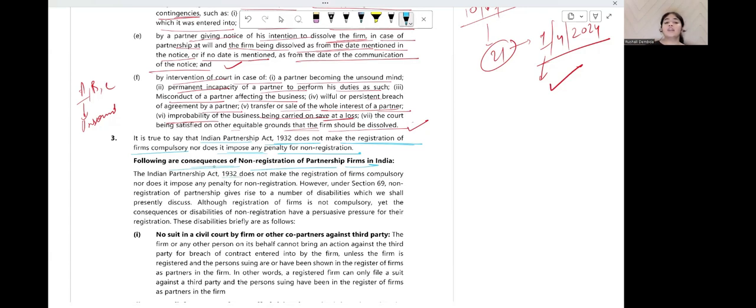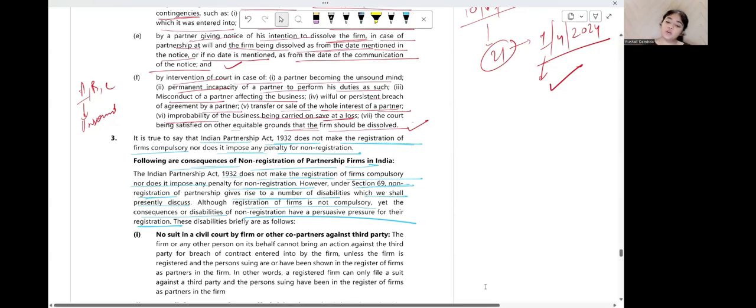Indian Partnership Act 1932 does not make registration of firms compulsory, nor does it impose any penalty for non-registration. However, under Section 69, non-registration of a firm gives rise to a number of disabilities, which we shall presently discuss. So, let's see what these are. Although registration of a firm is not compulsory, yet the consequences or disabilities of non-registration have a pervasive pressure on registration. In simple words, even though it is not compulsory to get registered, the consequences force the firms to get the registration, put a pressure on the firms to get the registration.